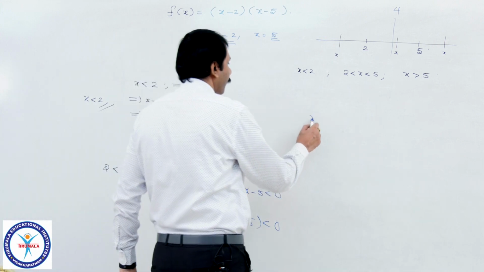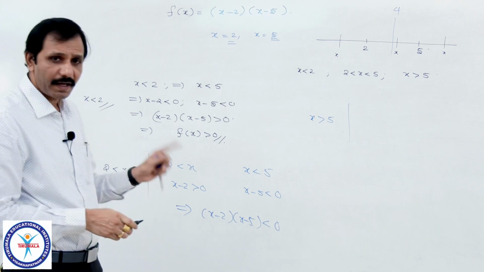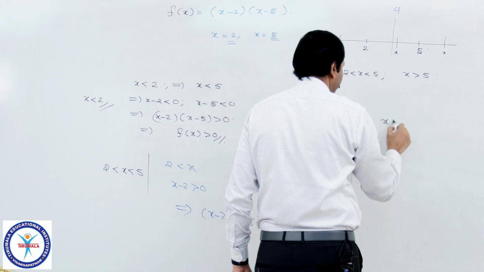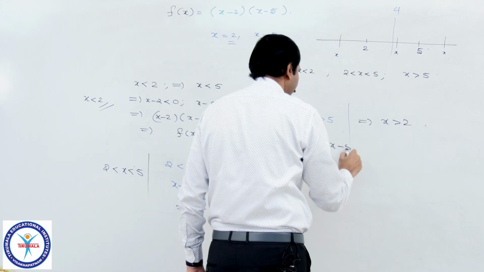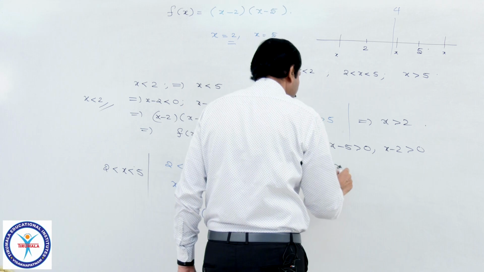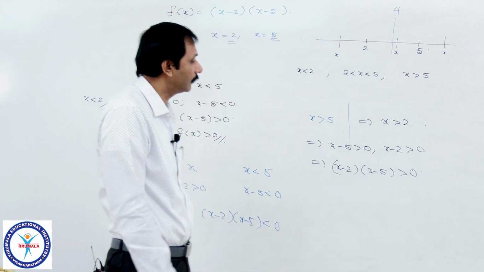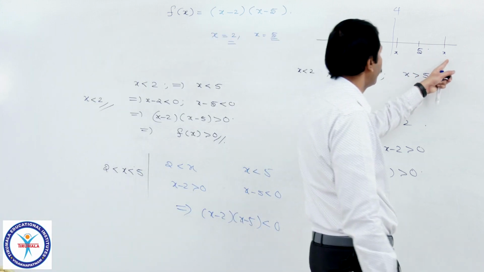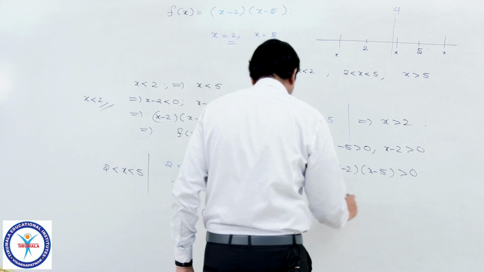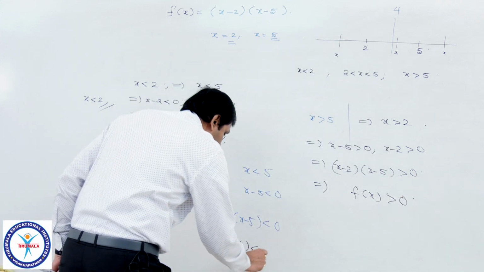And the third case, when x is greater than 5, what will happen? Let us see. If you take x greater than 5, somewhere here, it is greater than 2 also. That implies greater than 2. Therefore, x minus 5 is greater than 0 and x minus 2 is greater than 0. Both are positive, which means their product (x - 2)(x - 5) is greater than 0. Therefore, whenever x is greater than 5, both the factors are positive, which implies their product is also positive. Hence, I can write here f(x) greater than 0. And of course, here it is f(x) less than 0.